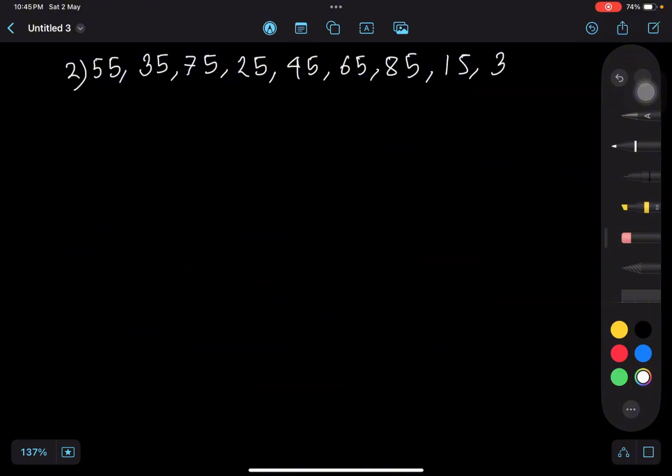Now the second set of numbers that we are going to work with are 55, 35, 75, 25, 45, 65, 85, 15, 30, 40, 50, 60, 70. I know that's a lot of numbers, but trust me, if you practice it with bigger numbers, you'll be able to easily do it.